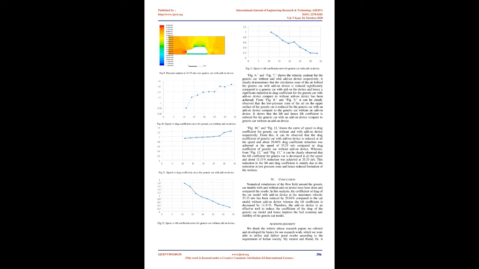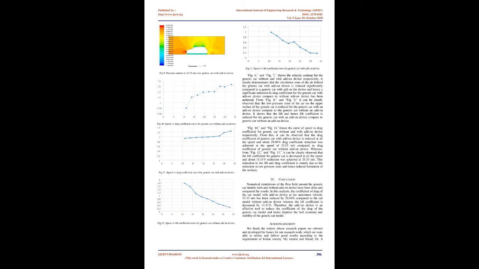A. Modeling and domain setup. The basic model of the car is designed in CATIA V5 with and without add-on devices used for CFD analysis. Table 1 shows the dimensions of the basic car and of the add-on device. The car model with and without add-on device is imported to ANSYS Fluent 17.0, and the domain of the study is created using Design Modeler as shown in Fig 2 and Fig 3.